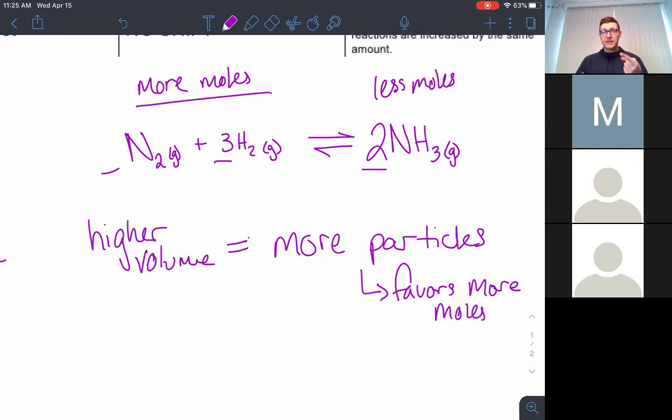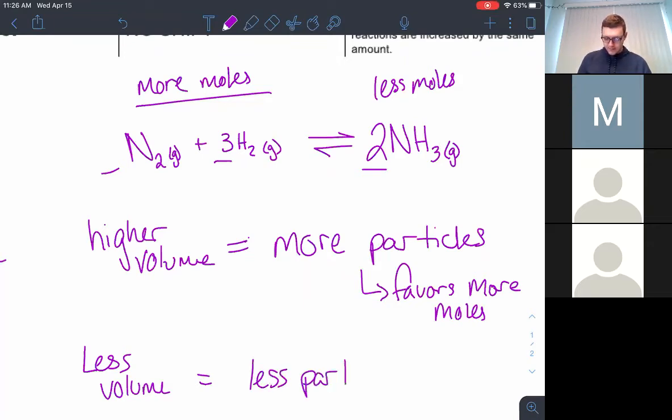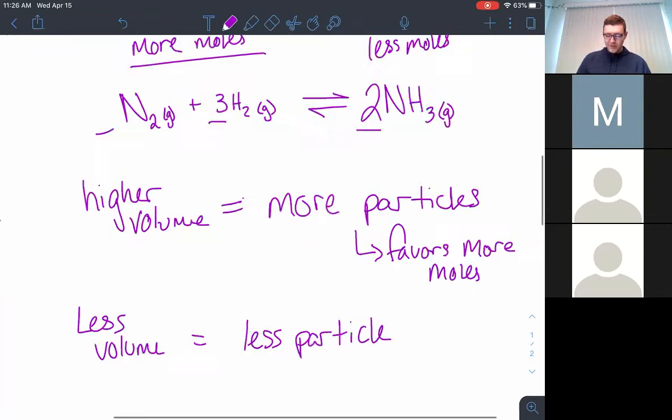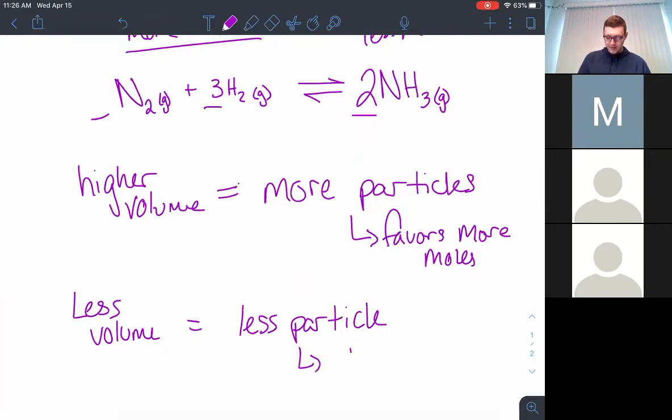Then it's the opposite with less volume. Less volume means that there's less room for these particles to fly around, which means that which side would it favor? The side with more particles or the side with less particles? The side with less particles. So it favors less particles, which means that it's going to favor less moles.